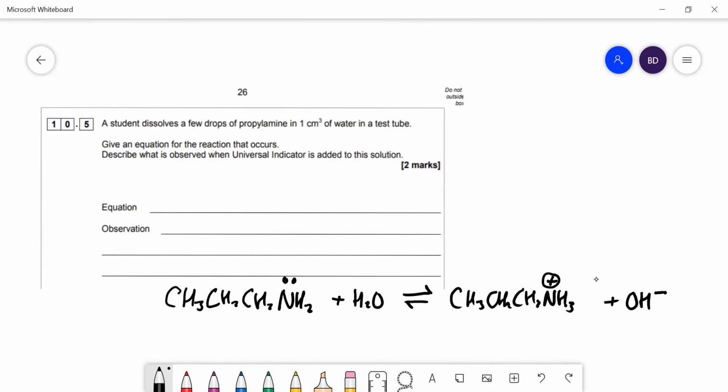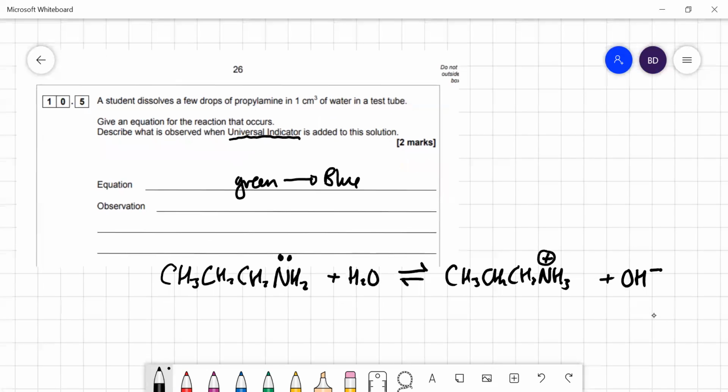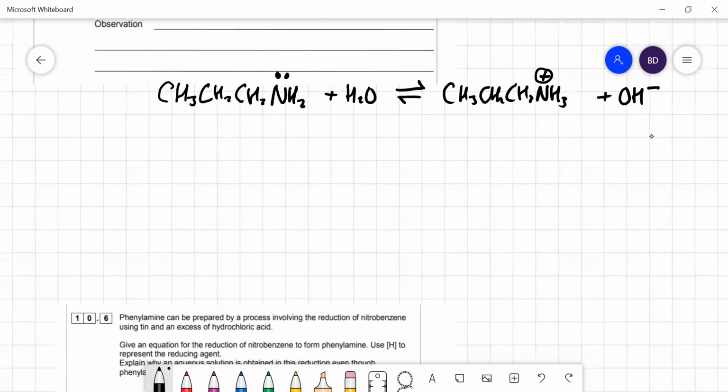What would happen when you add a universal indicator? Well, you've got a bit of OH minus in there, so it's probably going to be like pH 11, 12, something like that. So it would go blue, so we go green from neutral to blue. If you look in the mark scheme, they let you get away with purple there, which is also an alkaline color. Okay.